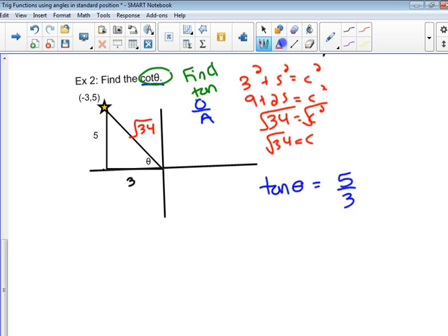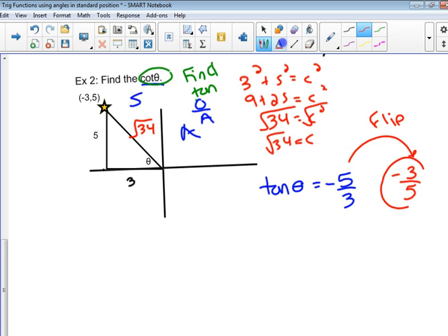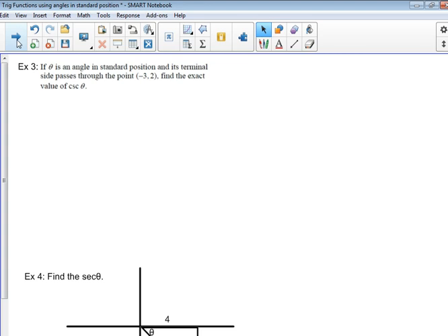Now be careful though. A, S. Oh, we're in the S quadrant though. What is this? Negative. Good job. So when we want to get cotan, we need to flip. So it's going to be -3 over 5. Very nice. That's a lot easier. But I guess it just depends on which one you do. It's not bad.